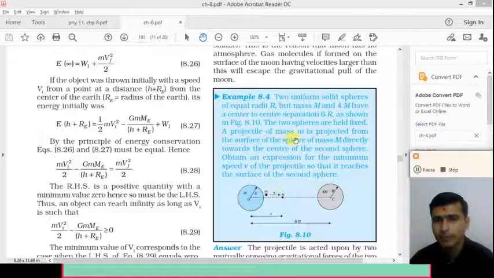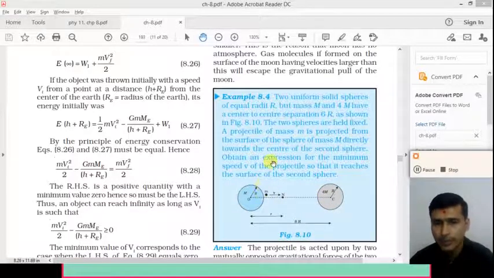A projectile of mass small m is projected from the surface of the sphere of mass capital M directly towards the center of the second sphere. So the projection of the object having mass small m is from the surface of the first sphere towards the center of the second sphere.